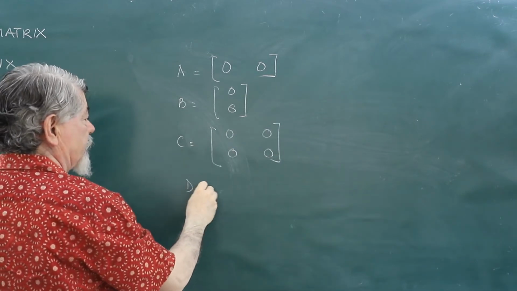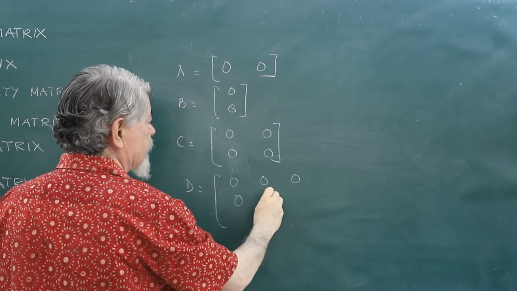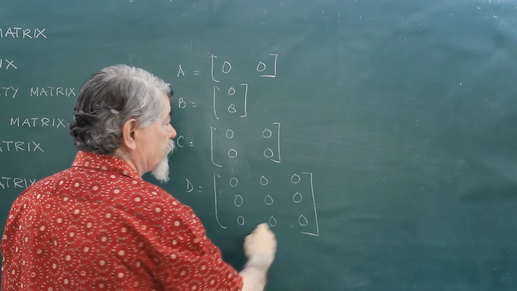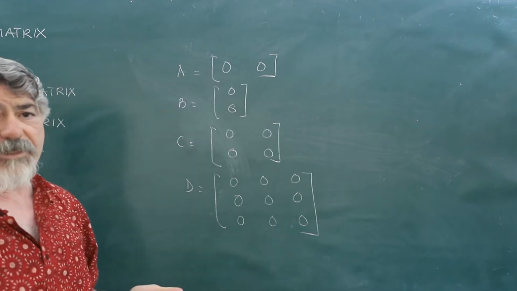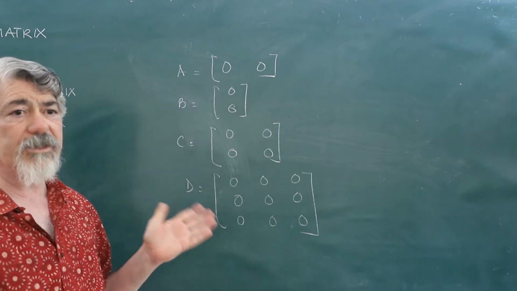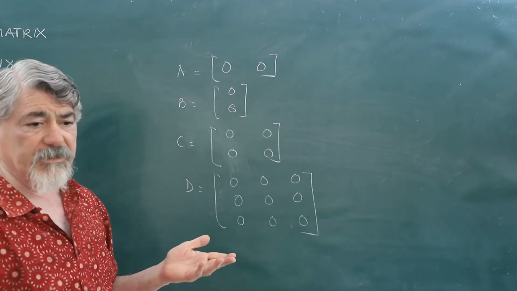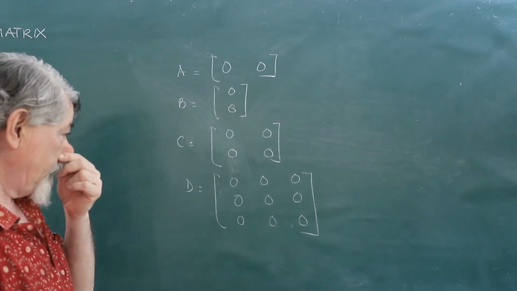Or if I see a matrix like this, the only condition is that all the elements of the matrix should be 0, then it is called a zero or null matrix. It could be of any order, that doesn't matter, but it is a zero or null matrix.